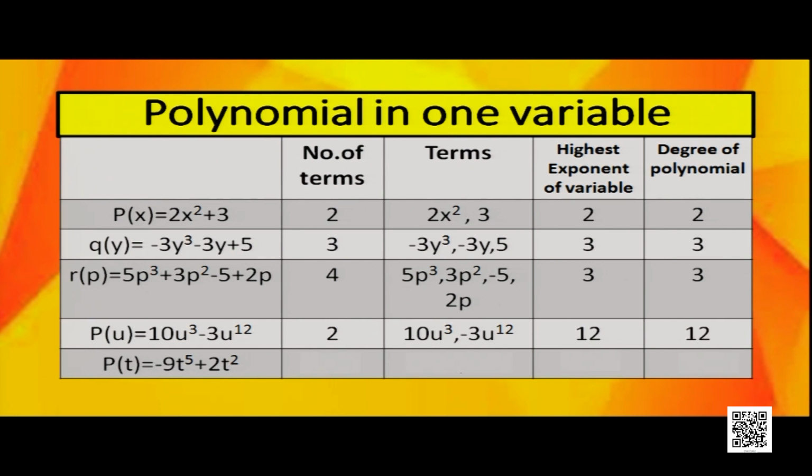And the last one is minus 9t to the power 5 plus 2t square. This is a polynomial with variable t, so it is written p(t). You can see that the number of terms is 2 and the terms are minus 9t to the power 5 and 2t square, and the highest exponent of the variable is 5 here. So the degree of the polynomial here is 5.